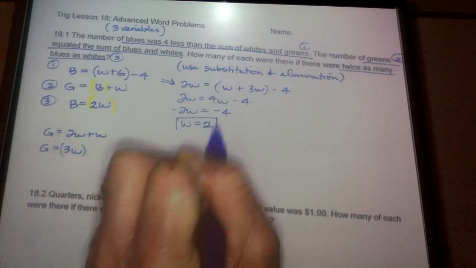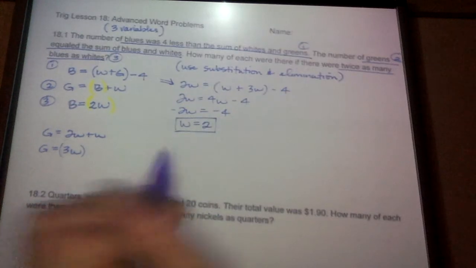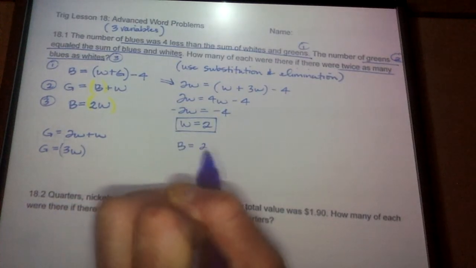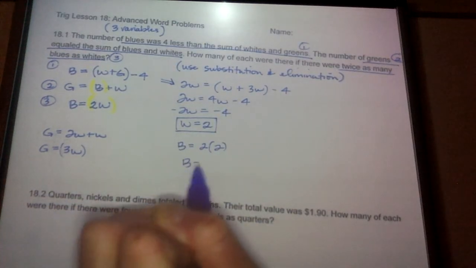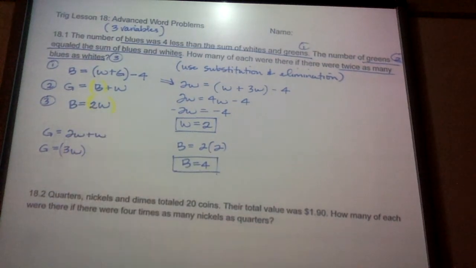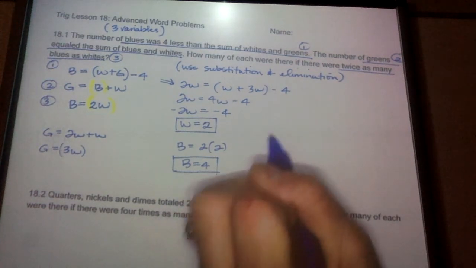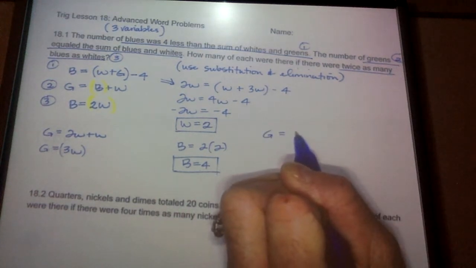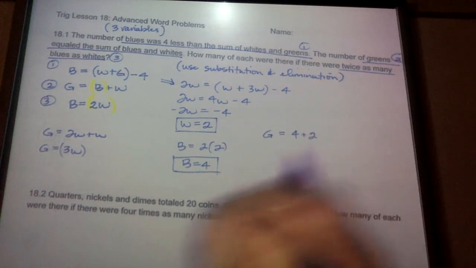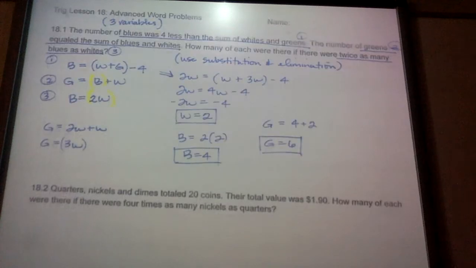So I found the first one. From there, I'm just going to keep substituting. So blues equals 2 times W, so blues is 4. And for some of you, I would bet the setup is the hardest part. So, oh wait, now I'm solving for G. So G equals 4 plus 2, so G equals 6. So there are the 3 values. All right, moving on.